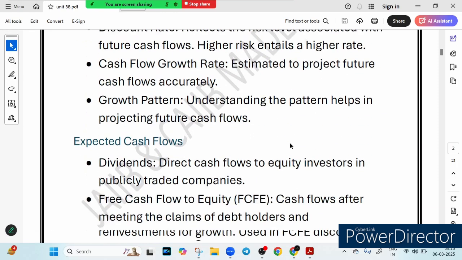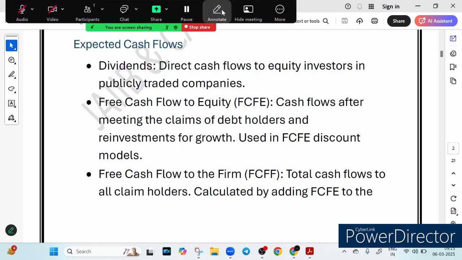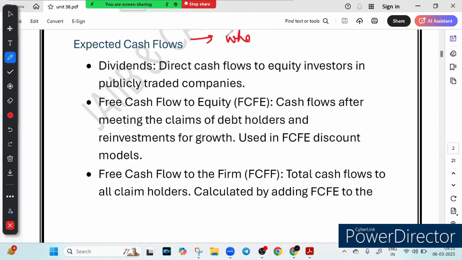Now let's talk about the expected cash flow in detail. Friends, we are breaking down two crucial elements: first is the expected cash flow and second is the discount rate. What is the meaning of expected cash flow? First, it answers the question: what are we actually valuing? Think of an investment as a money machine.